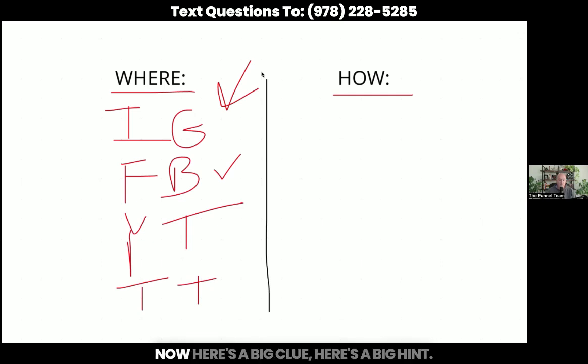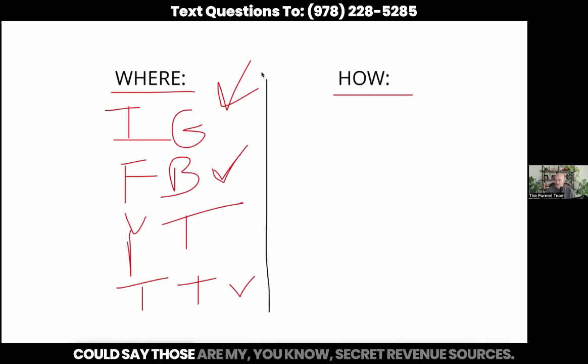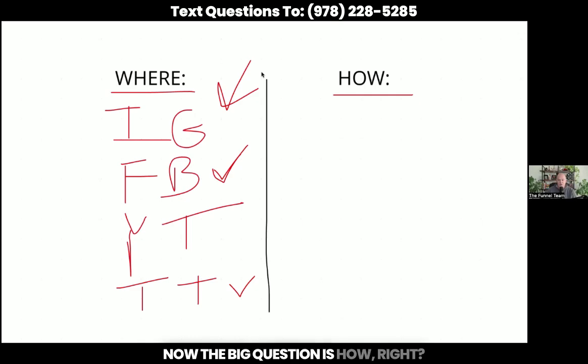Okay. Now, here's a big clue. Here's a big hint. Where do I generate the most amount of leads? Well, TikTok and Facebook. Okay. So I guess that's my secret, you could say. Those are my secret revenue sources, okay, where I get most of my leads from. Now the big question is how, right? How do I generate these leads?